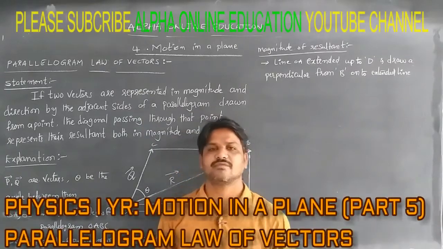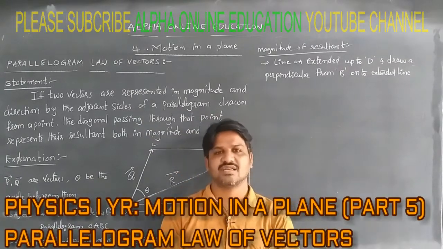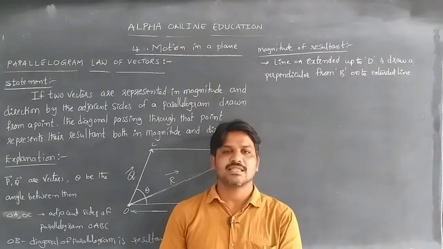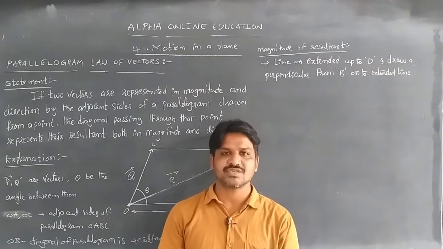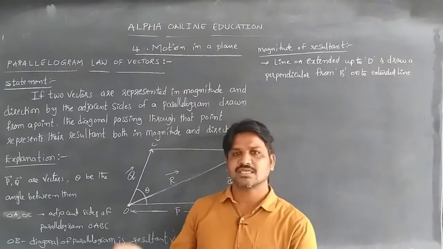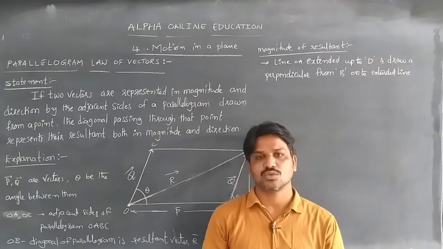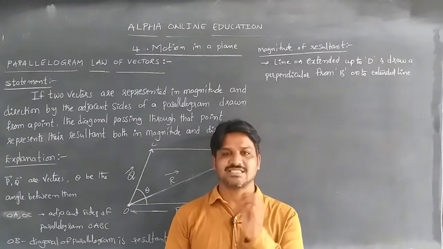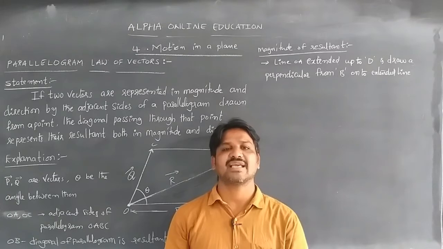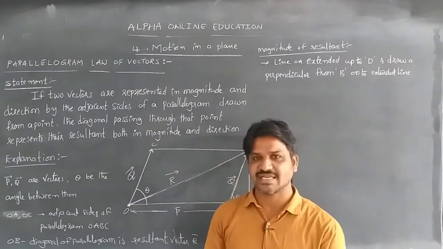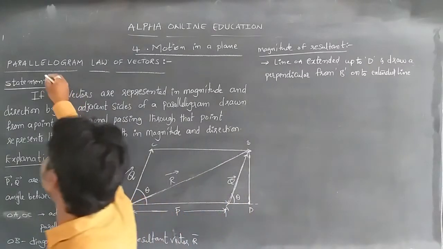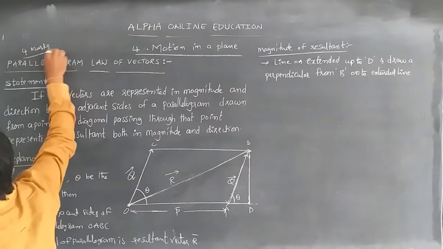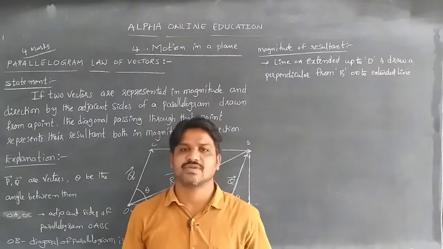We know that the weightage of motion in a straight line is 4 marks for the intermediate public examination. In that, among the most important questions from motion in a plane, this parallelogram law of vectors is also one of the most important questions that has a chance to come in the intermediate public examination. It comes for 4 marks. There is a lot of chance to get this question.